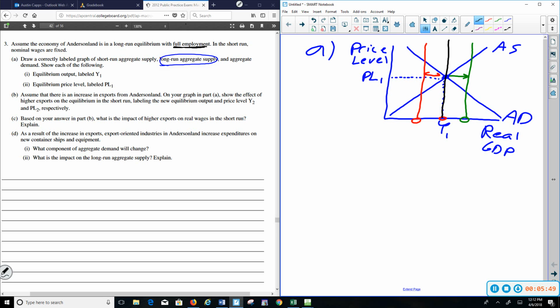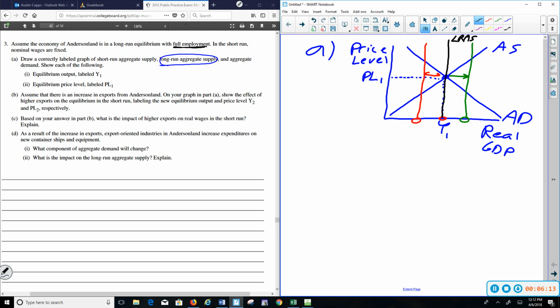That is called a full employment equilibrium. So you should have drawn an equilibrium with a long-run aggregate supply curve going straight through the middle of the equilibrium point. You should not have put the red or the green line. It would have been straight through. All right, that's the first part.